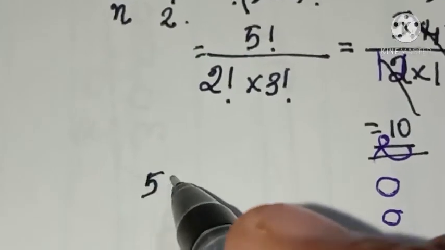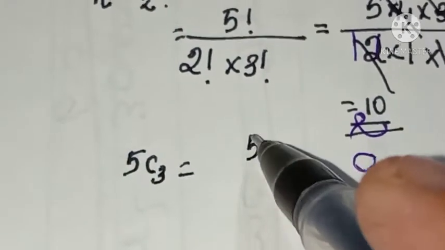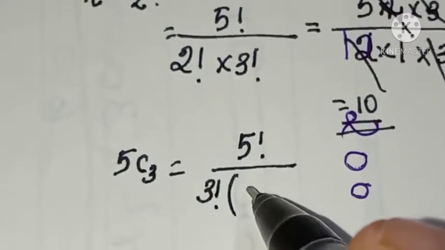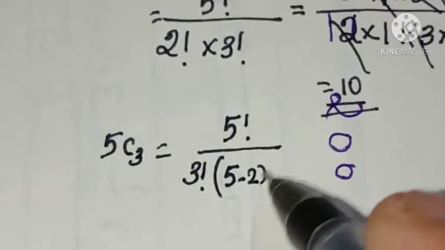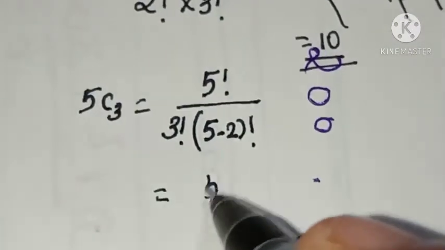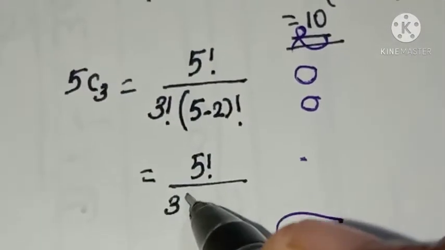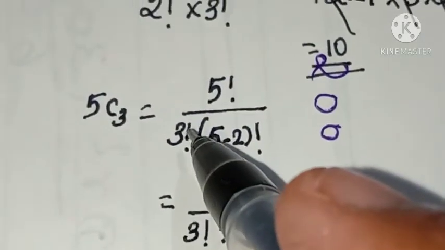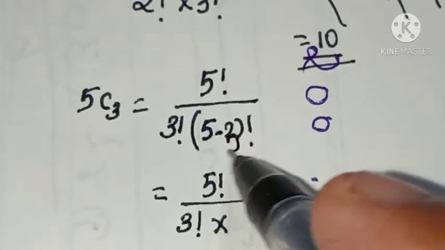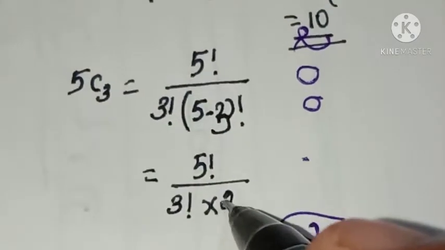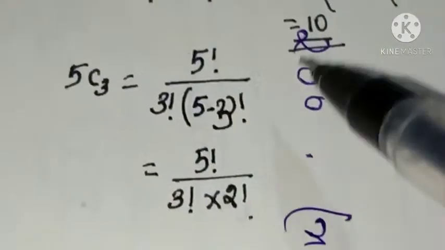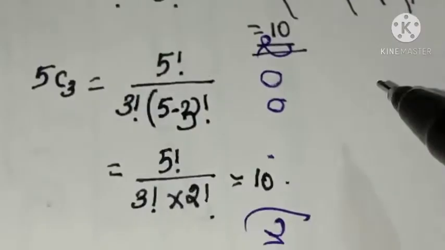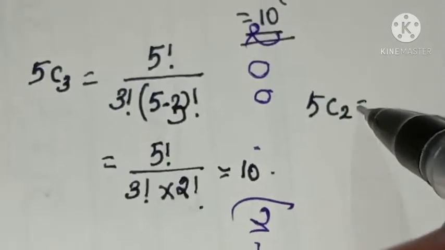Now see 5C3. Similarly, 5 factorial by, put r equal to 3: 3 factorial into 5 minus 3 factorial. This is 5 factorial by 3 factorial into 5 minus 3, which is 2 factorial. Look at here, both are the same. So this is equal to 10. So 5C2 is equal to 5C3. Is that clear?